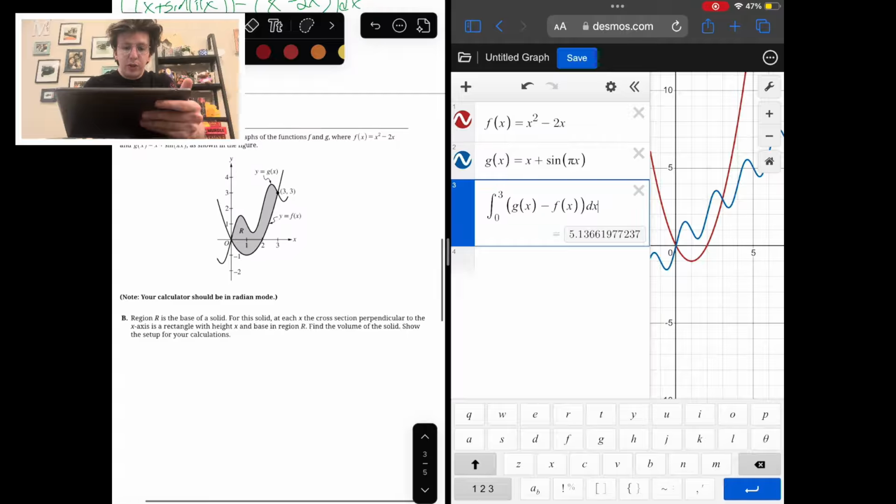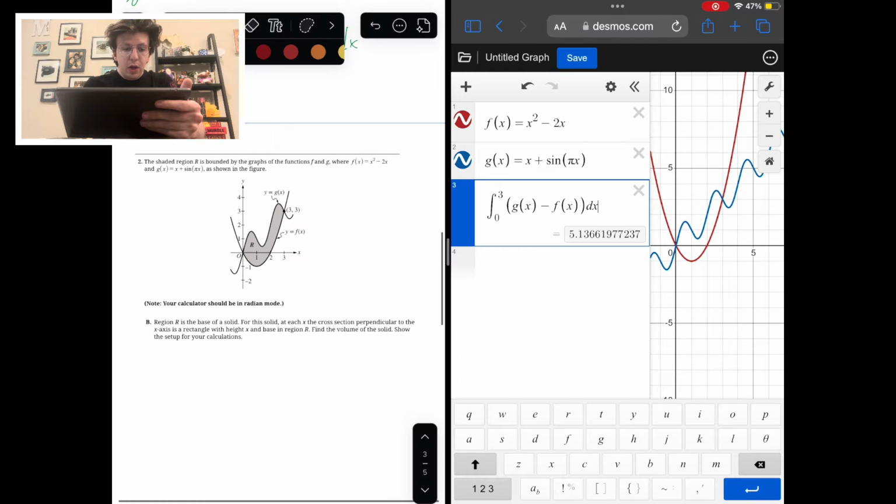Let's go to problem number 2, part B. Region R is the base of a solid. So we're just going to talk about bases of solids and volume now. For the solid, at each x, the cross section perpendicular to the x-axis is a rectangle with height x and the base in region R.